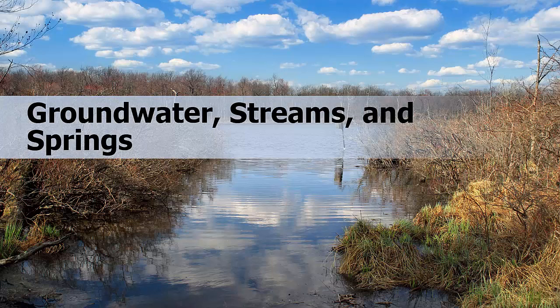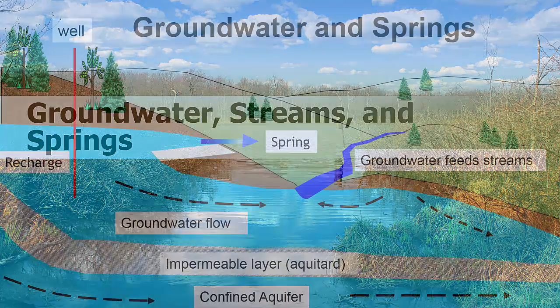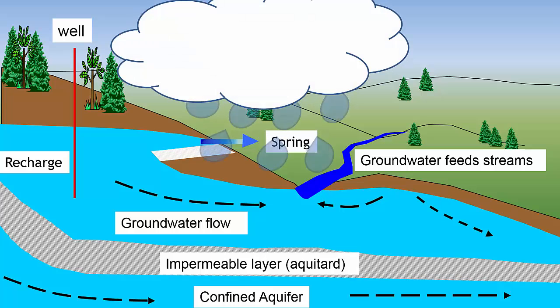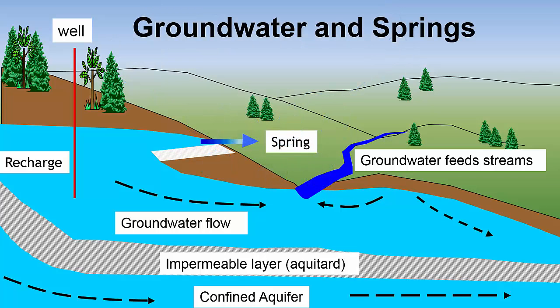In this video, you will learn how groundwater, streams, and springs support the hydrologic cycle in a watershed. Groundwater originates from rain and melting snow that flows through the soil and into the rock below. The saturated rock area is called an aquifer. There can be several different groundwater aquifers in any given area.